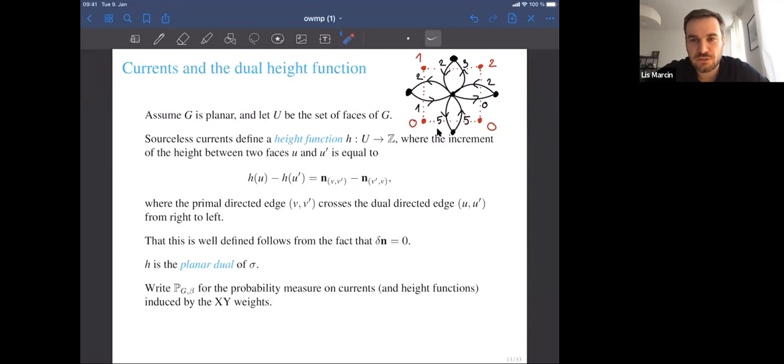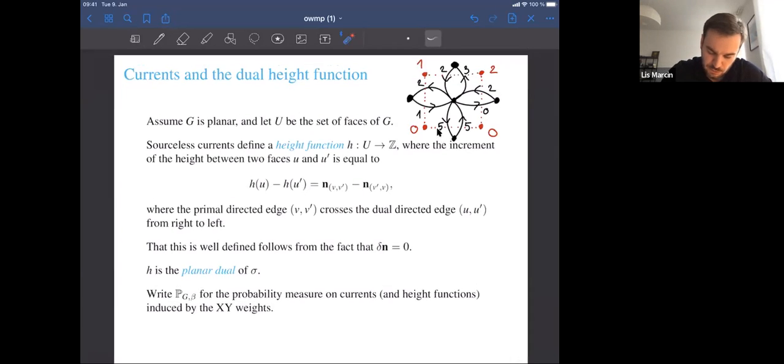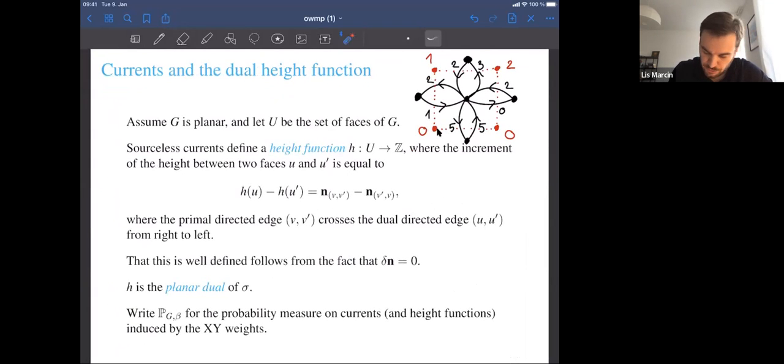So what is a height function associated to a sourceless current? You assign to each face of your graph a value, which is an integer. The faces of your graph can be connected by edges, and this will form a dual graph, in red in this picture. The rule to define this height function is that, say, if I put value 0 here, then the current gives me the gradient between two faces. Here I have 0 edges to the right and 2 to the left. So I say that the current increases by 2, which is 2 minus 0. And then it decreases by 1, which is 2 minus 3. And then it decreases by 1 again, which is 1 minus 2. And then it doesn't change, which is 5 minus 5.